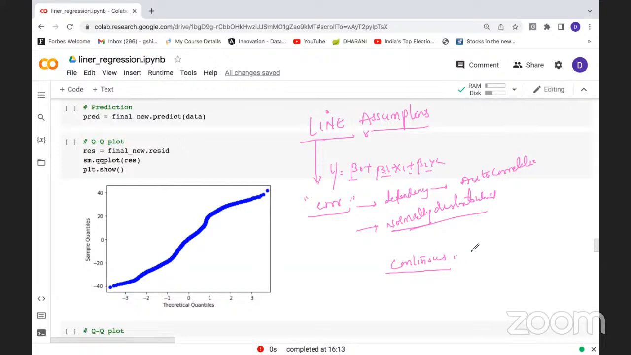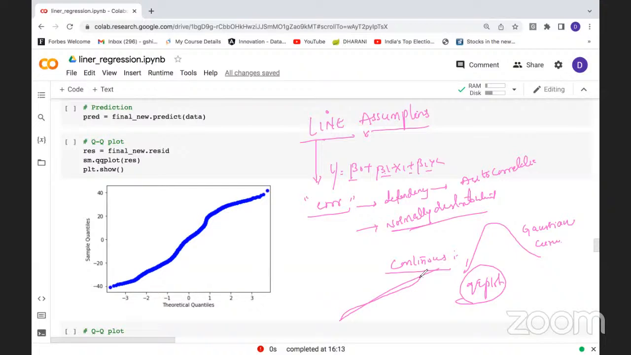Normality is nothing but a Gaussian curve. It looks like this. If you do a QQ plot, it will have a straight line and the data points should fall on the line.